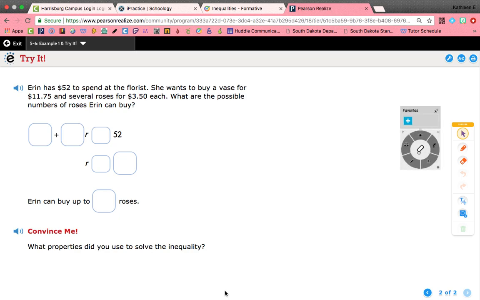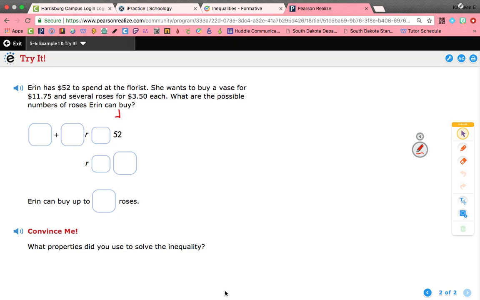Aaron has $52 to spend at the florist. All right, there's our total. She can spend no more than $52. She wants to buy a vase for $11.75, which means one vase goes there, and several roses for $3.50 each, $3.50 per rose. What are the possible number of roses Aaron can buy?